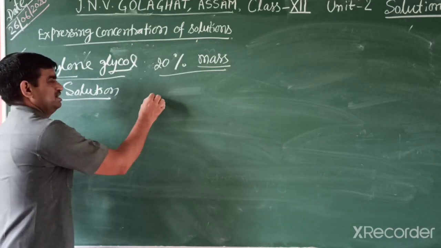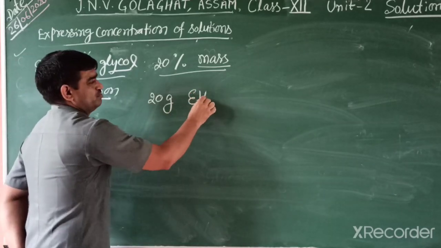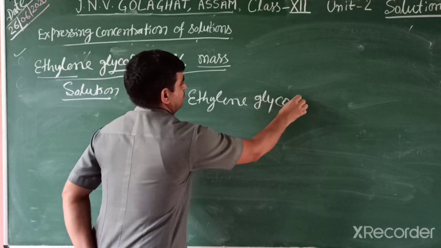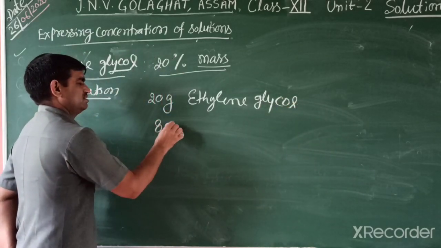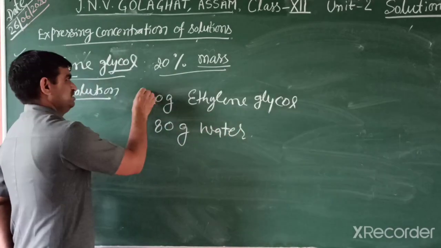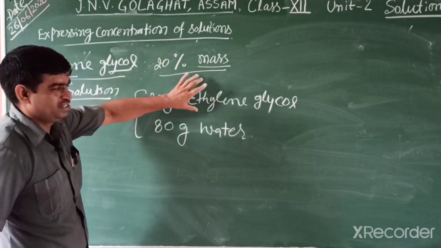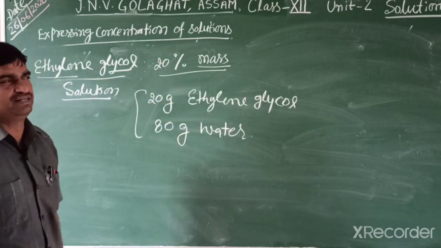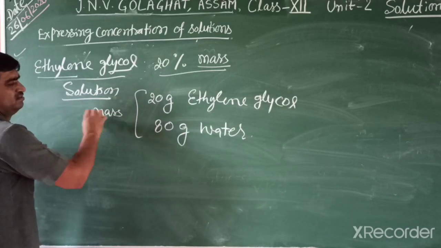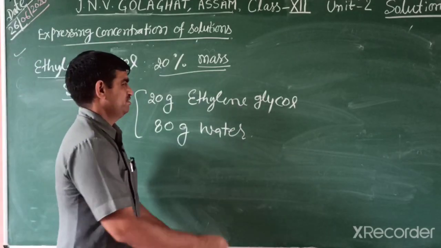This 20% indicates 20 gram ethylene glycol and 80 gram water, because the whole solution is 100. So 20% indicates 20 gram ethylene glycol and 80 gram water. This is mass, we know. And we want to find out the mole fraction. So how can we identify mole fraction?